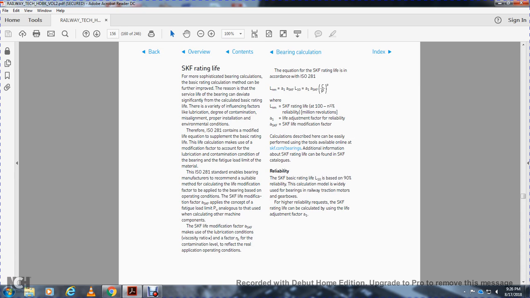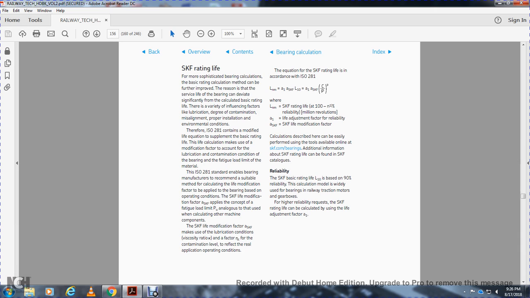Alright, the basic rating life calculation method can be further improved with a more sophisticated bearing calculation. The significantly calculated basic rating life depends on a variety of influencing factors: lubrication, contamination, misalignment, and environmental conditions. ISO 281 therefore contains a modified life equation supplementing the basic rating life, with modification factors for the amount of lubrication and contamination, and the bearing fatigue load limit of the material.